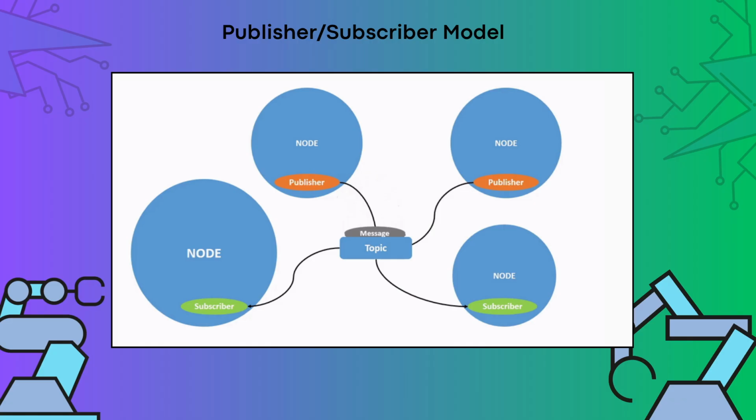And the communication is asynchronous. That means a publisher sends out data and then just keeps going. It doesn't wait for anyone to respond. Subscribers pick up the messages whenever they receive them without slowing anything down. This makes publisher-subscriber perfect for fast real-time data where you don't want anything blocking or waiting.